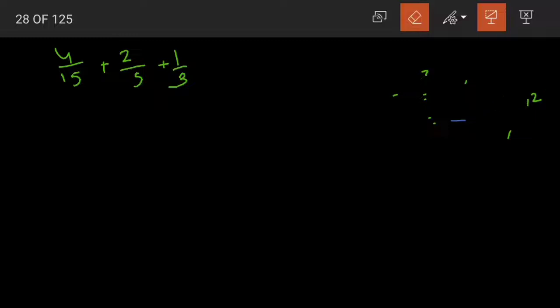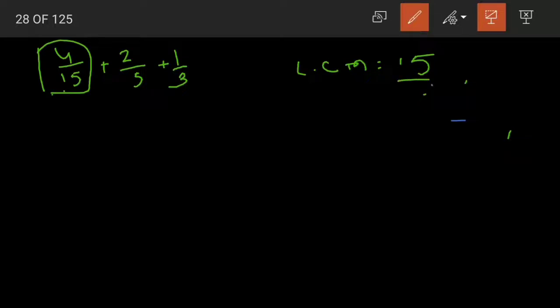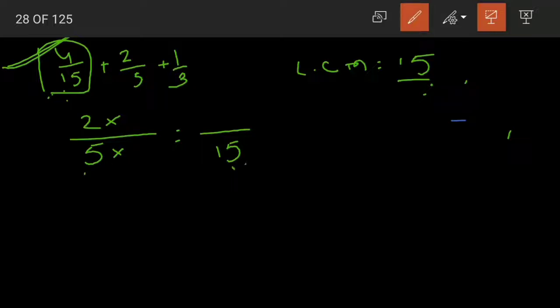So 15 will be our LCM. Let me erase this here. Yes, so our LCM is 15. Now if you look at the first fraction 4 by 15, it already has 15 as the denominator, so let us leave it as it is. Now coming to the next one, 2 by 5. Now its denominator should be equal to 15. How will we get 15, children? 5 into 3. Yes, so multiply the numerator also with 3.